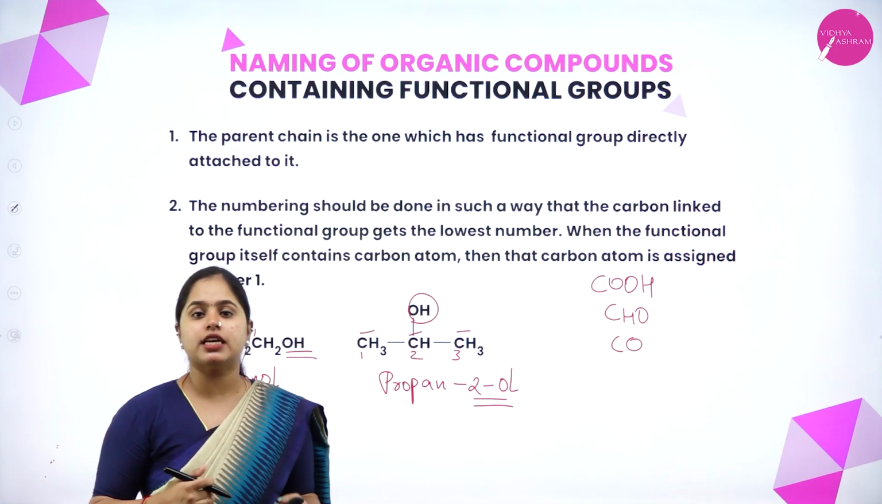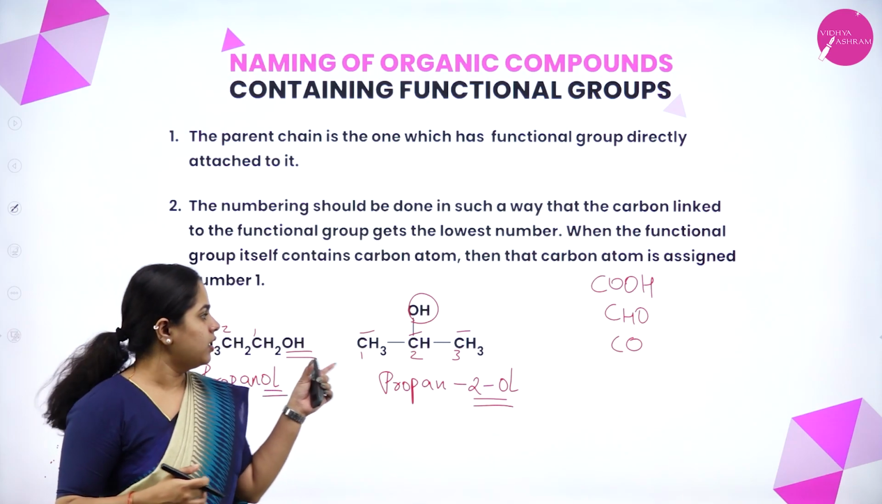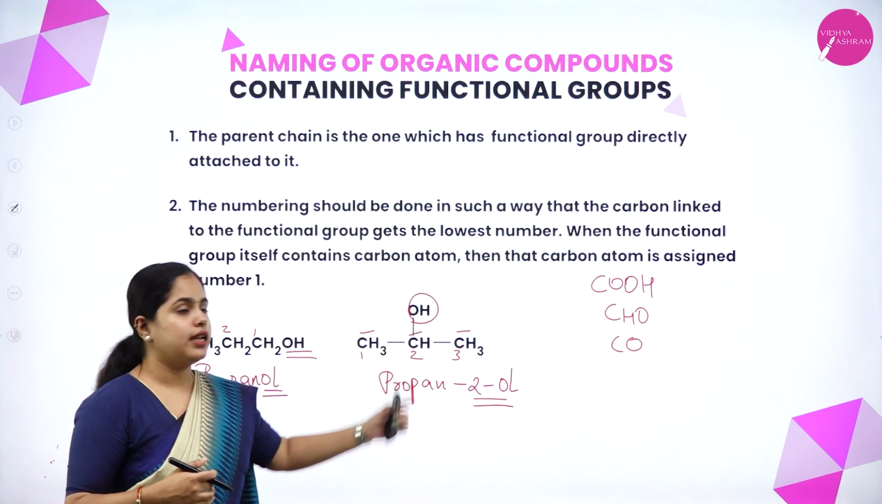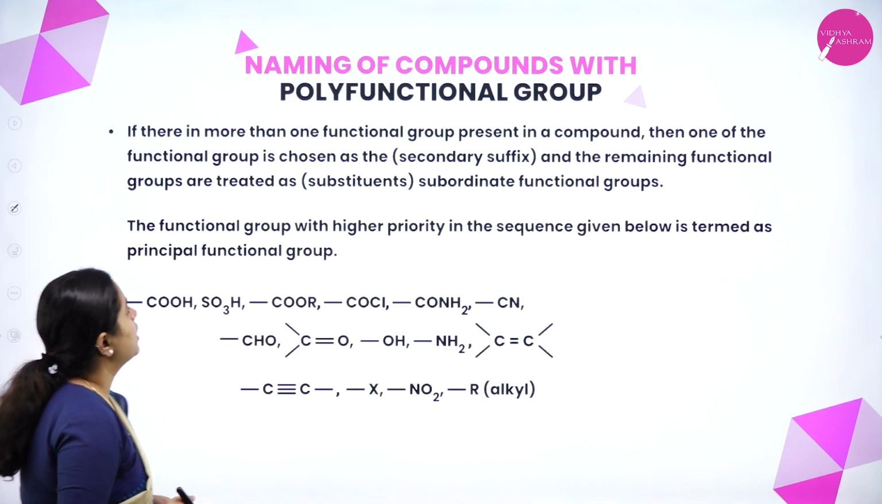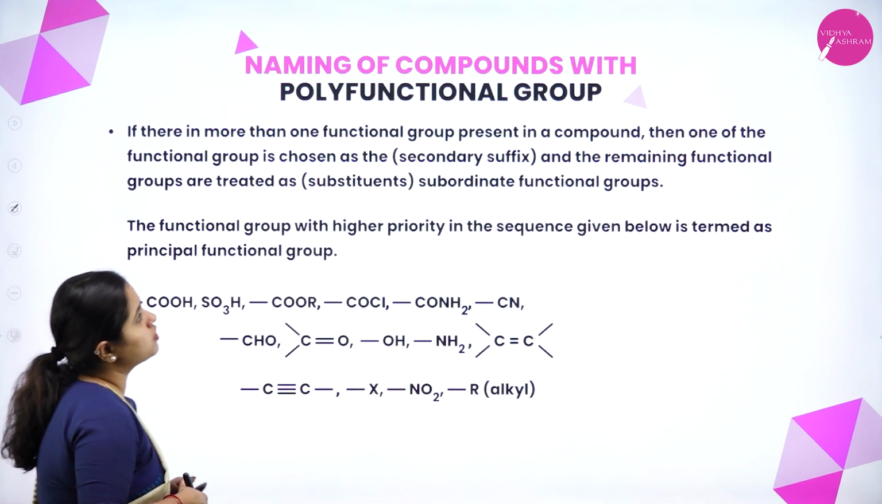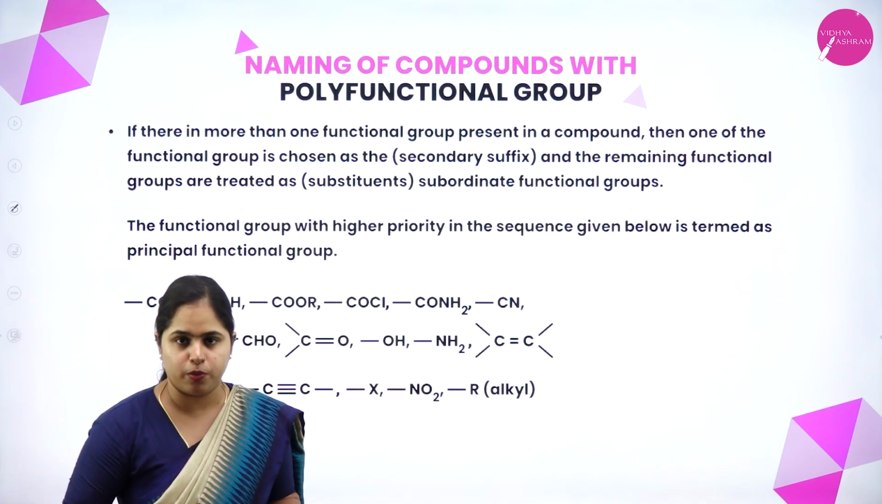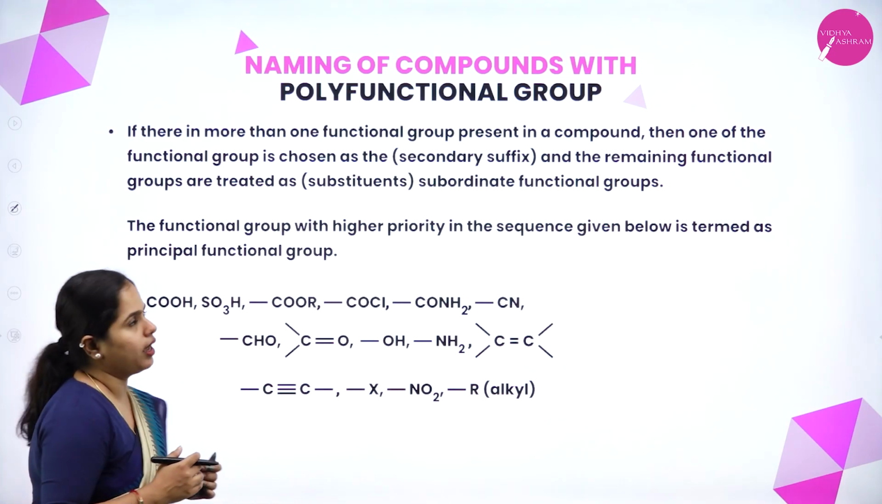So this is the case if only one functional group is present, that is, the root word will end with the suffix, which will be the name of the functional group. Okay, so I hope it is clear, right? So naming of compounds with polyfunctional groups, that means more than one functional group, there is a slight change in naming the organic compound.